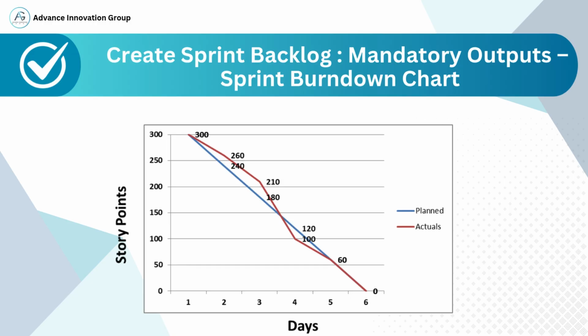Here, the chart begins with 300 story points and trends down to 0 by day 6, which is the sprint end. Notice that on some days, actual progress, the red line, lags behind the plan. This is normal and provides important signals. For example, around day 3 and day 4, the actuals were slightly behind the planned pace. This is when the Scrum Master should step in to explore any roadblocks or inefficiencies.